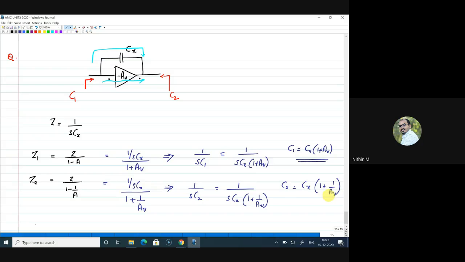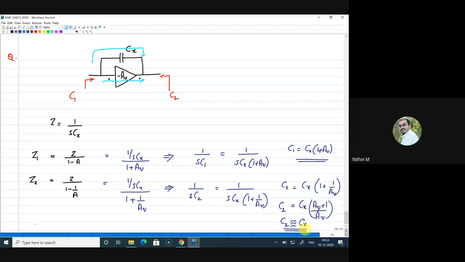Now, if I closely look at this term of the capacitance, I can rewrite this as AV plus 1 divided by AV, right? So C2 is Cx into AV plus 1 divided by AV. If your AV is large, 1 by AV will be a very small component, right? So in that case, C2 is approximately equal to Cx. If AV is not comparable with 1, this ratio AV plus 1 by AV will be very close to 1. So I can approximate C2 approximately equal to Cx.